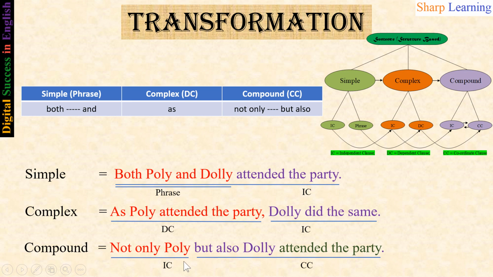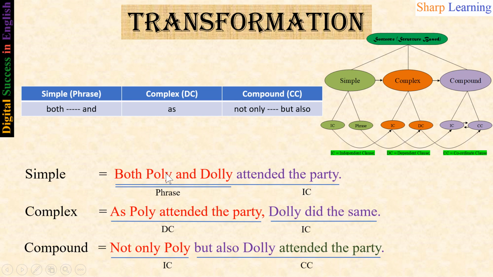Not only Polly, it is IC. Why is it IC? You can make the complete sense. Not only Polly attended the party, it is IC. But also Dolly attended the party, it is CC. So, attended the party is a common part for making both these two clauses. So, in a shortcut way, we have used it in this way.